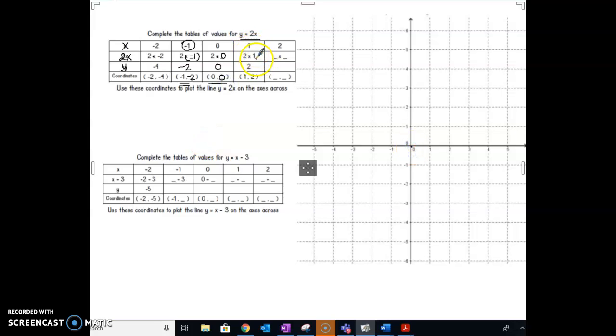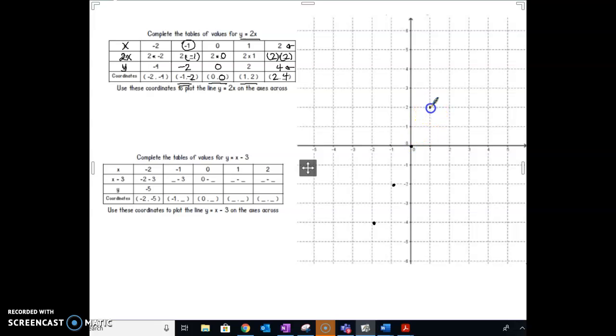When x is 1, they've already done that and they found the point for you. Now when x is 2, y is 2 times 2. Well, 2 times 2 is 4. When x is 2, y is equal to 4. Now you're going to plot those points on the graph. So when x is -2, y is -4. When x is -1, y is -2. It goes through the origin (0, 0).